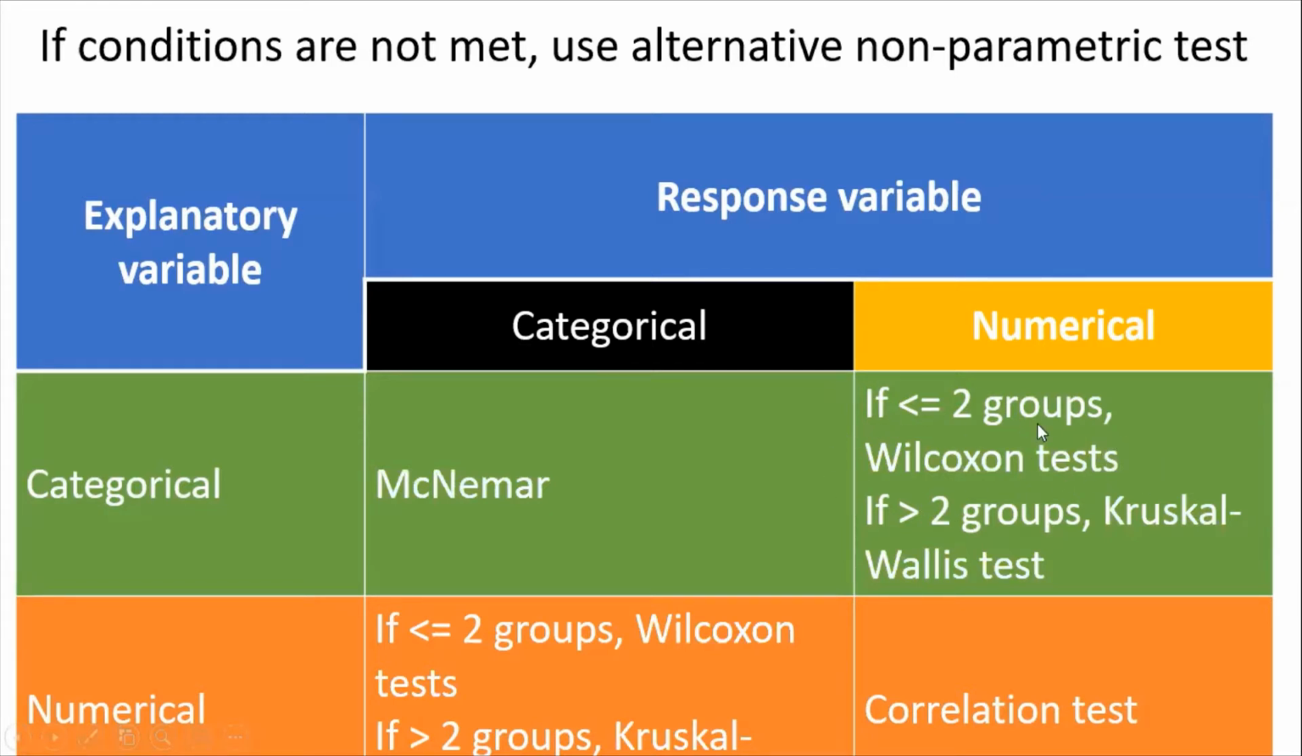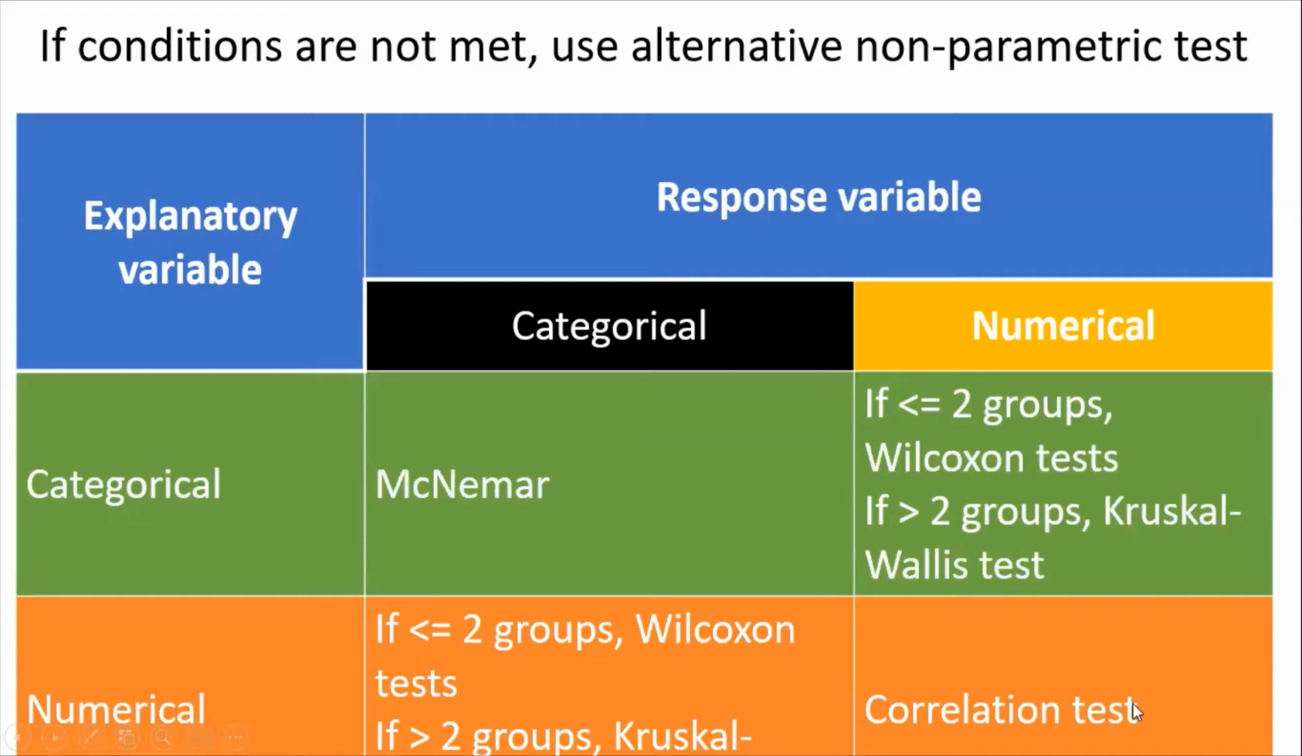The same way, we also have the alternative corresponding tests: the Wilcoxon test, the Wilcoxon signed rank test, and the rank sum test. If we have more than two groups, we call it Kruskal-Wallis, which is the alternative for ANOVA. The same here, a numerical and a categorical variable. When we have two numerical variables, we use a correlation test. The previous one is called a Pearson correlation test.